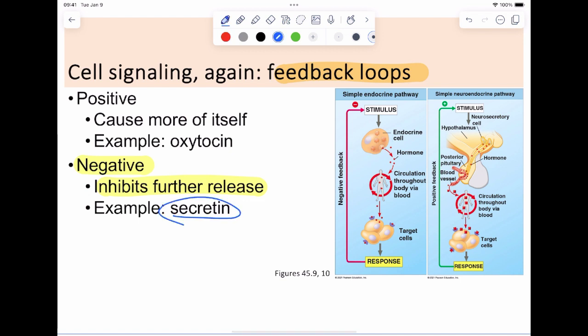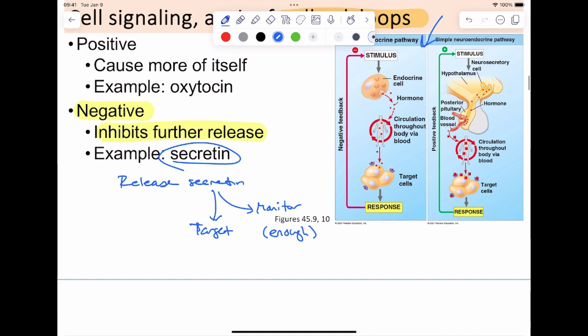Here this one's using an example with secretin, which is actually this one here. So, you release secretin. It's going to be found inside of your digestive tract. The result is it's going to go to its intended target, but it's also going to go to a receiver, like a monitor. And the monitor is going to say, you have enough. What that's going to do is feed back. I'm going to use a fancy symbol with a line. That means stop. We're convinced you made enough. Stop doing it.